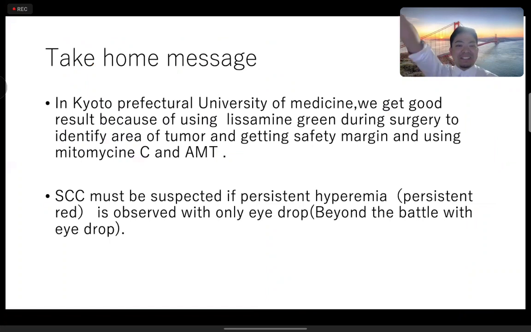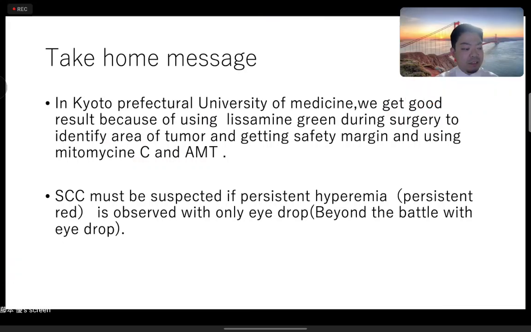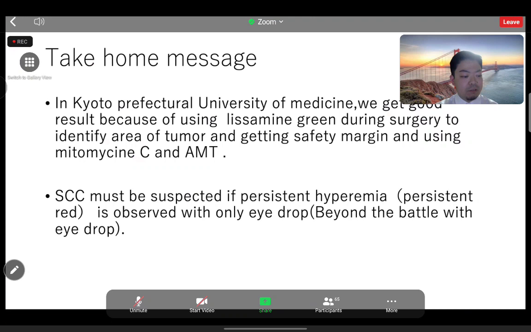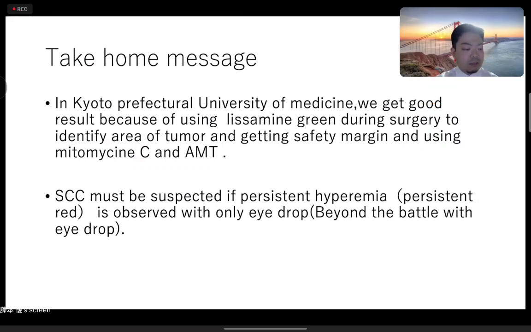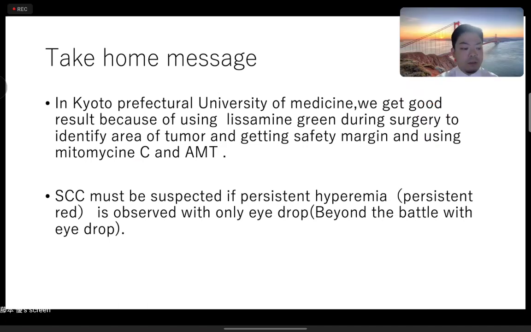Okay, take home message, last page. In our hospital, we get good results because of using lissamine green during surgery to identify the area of tumor and get a safety margin, and using mitomycin C and AMT. SCC must be suspected if persistent hyperemia is observed with only eye drops. What I would like to say is there will be SCC beyond the battle with eye drops. Thank you for hearing my voice.